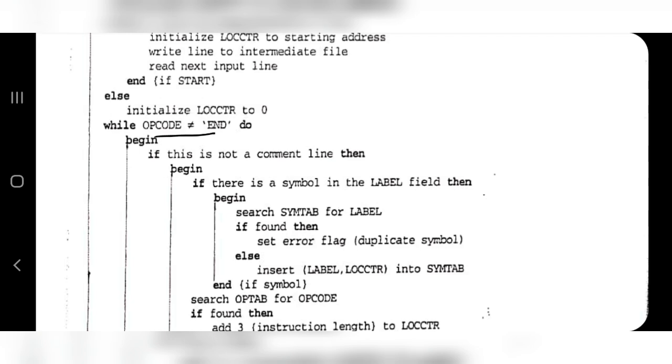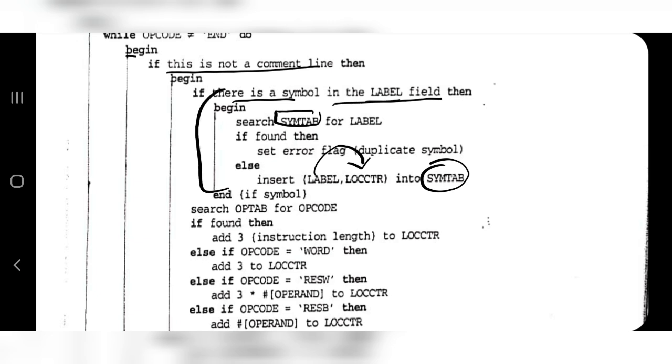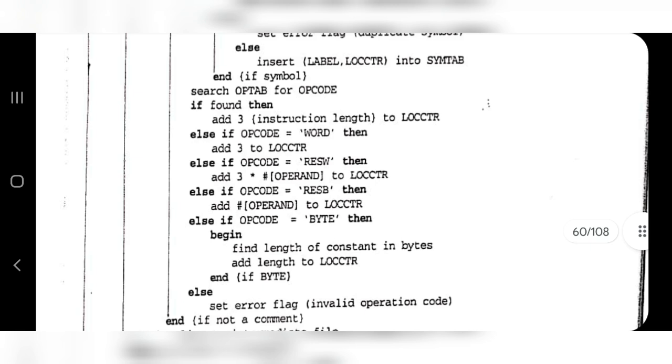While opcode is not equal to END, means till the end we will run this program and we will do the following. So here what's happening, begin, if this is not a comment line, then only we'll be considering that. Okay, begin, if there is a symbol in the label field, so in the label field you have to search for that label, and whenever we don't find that label, we'll be saving that label as well as the LOCCTR value into the SYMTAB. So for future purposes we will be saving that. So yeah, we are just searching the label. If it's present, at that time we are seeing what that label is.